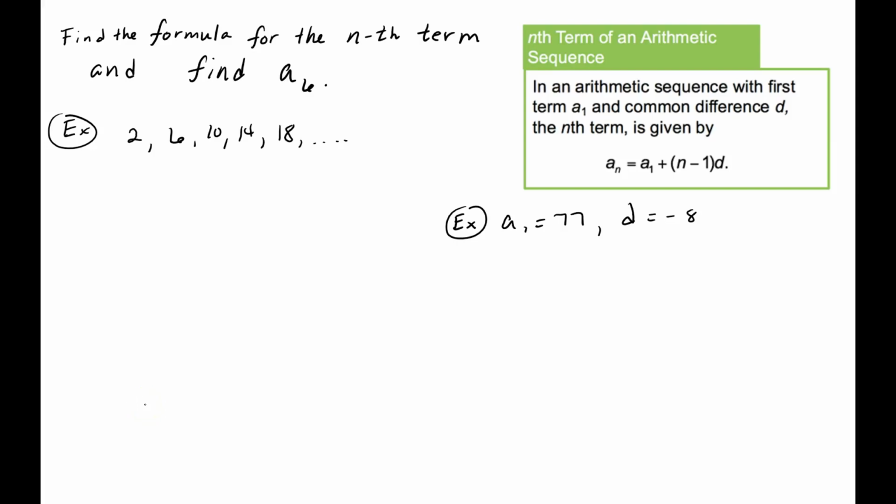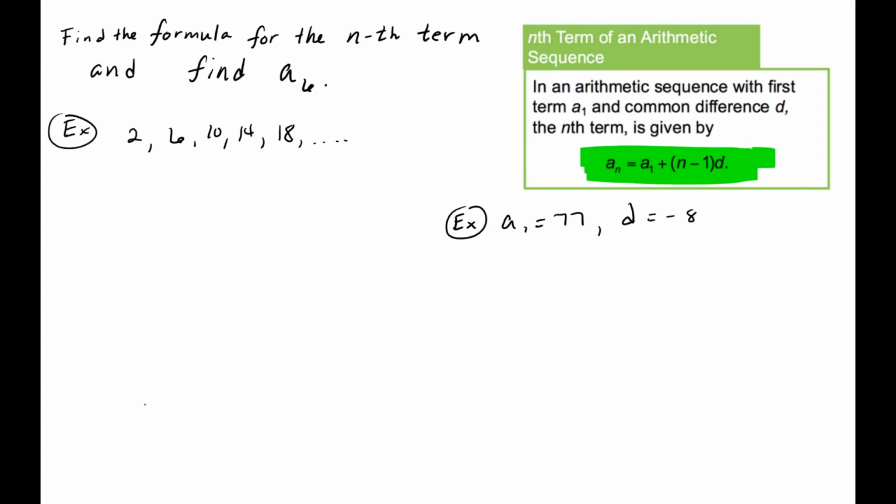In the following examples, we are asked to find the formula first for the nth term and then find the sixth term of the sequence. So this isn't terribly bad. We have to do a little bit of computation, but we're going to make use of this formula, that a sub n equals a sub 1 plus n minus 1 times d.